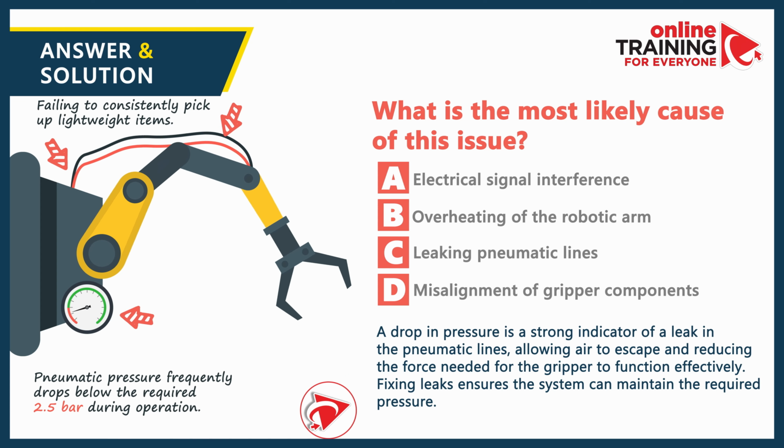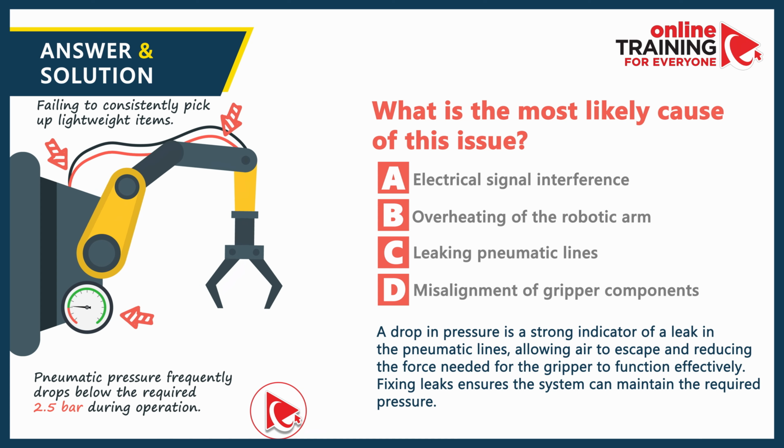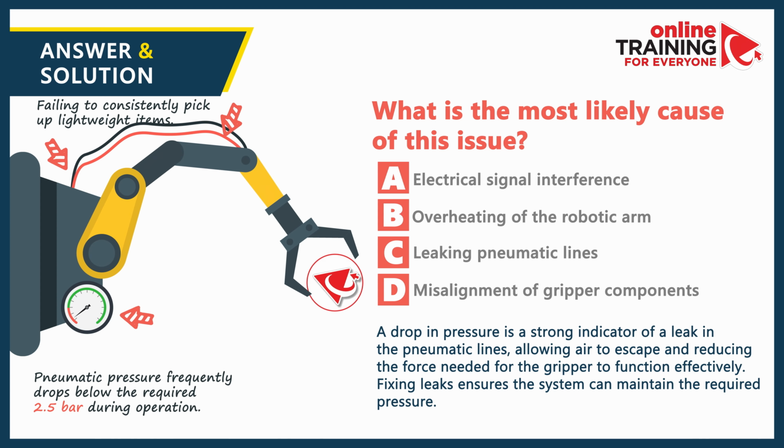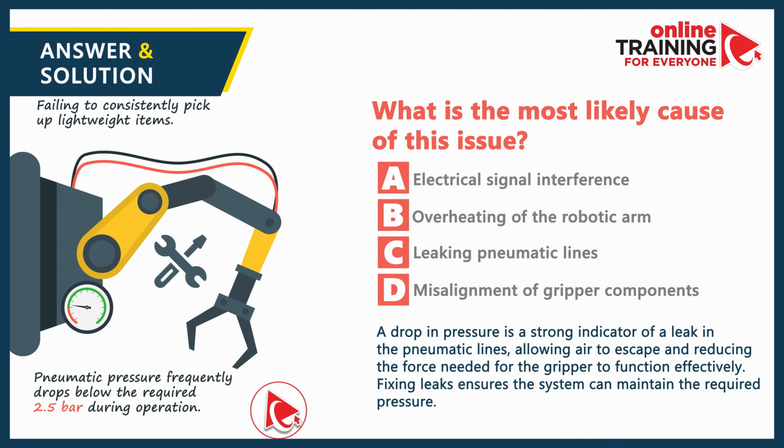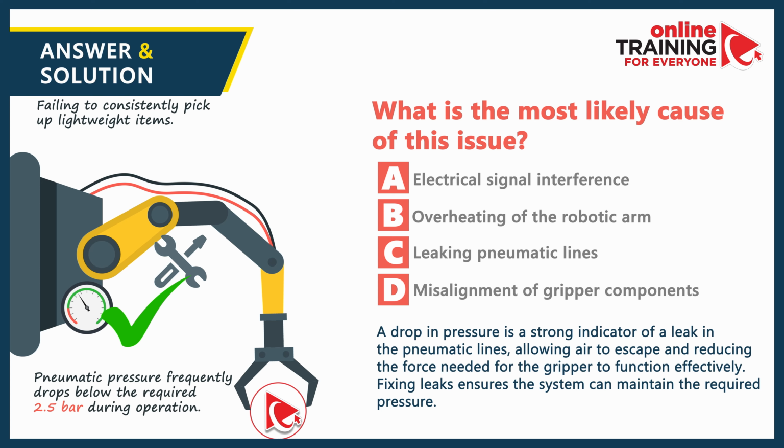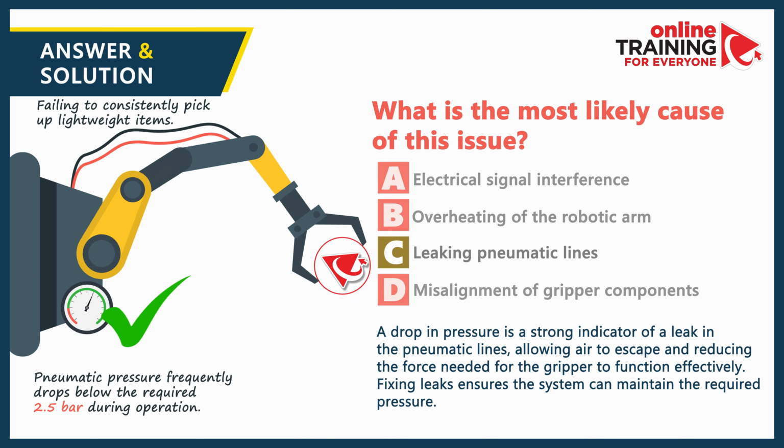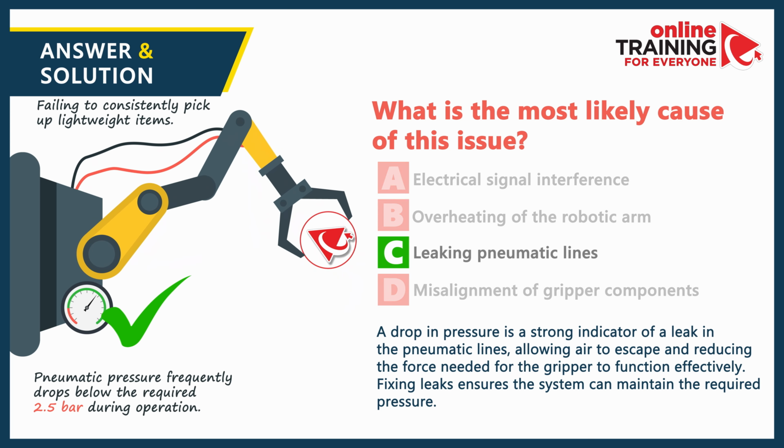allowing air to escape and reduce the force needed for a gripper to function effectively. Fixing leaks ensures that the system can maintain the required pressure. This is why the correct answer here is choice C, leaking pneumatic lines.